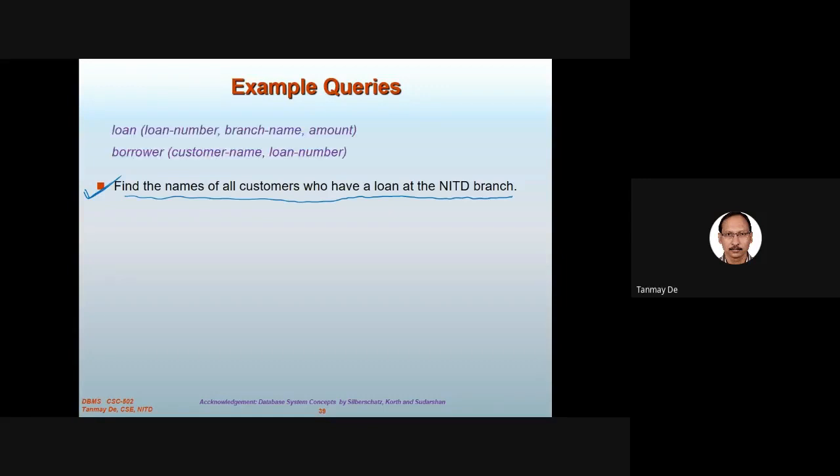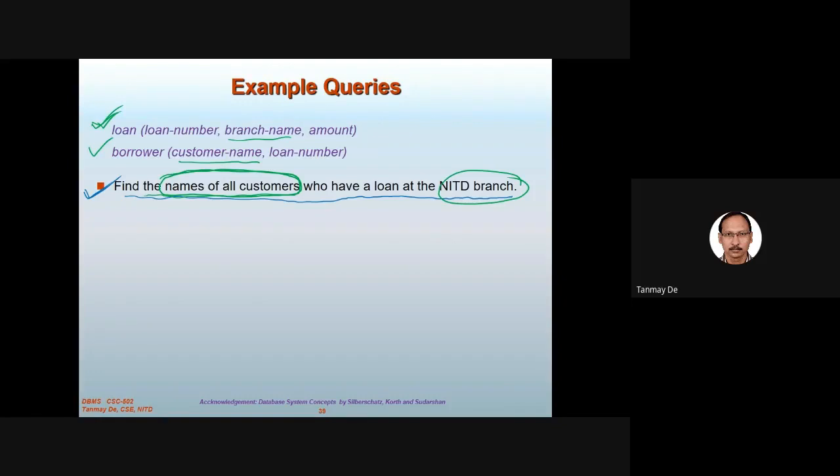One relation is not sufficient because in the loan relation you can see the branch name is there but the customer name is not there, but we want the name of the customer. We want the list of customers, that is the name of the customer. Which customers? Those customers having a loan, not only loan taken from the NIT Durgapur branch. So for that, the loan relation is not sufficient, we need to consult the borrower relation for the customer name.